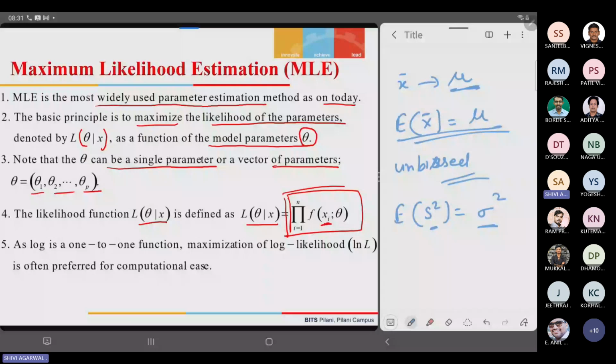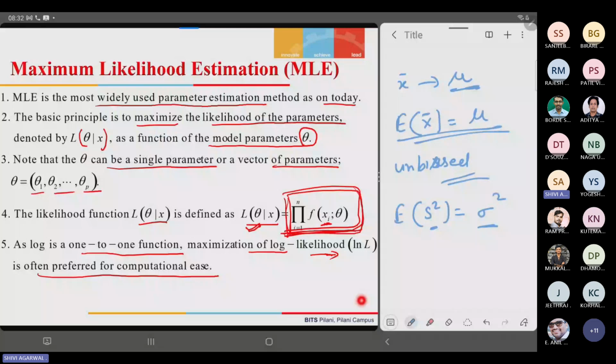Now we just maximize it. It becomes very difficult to maximize the product, so that's why we are taking the logarithm. And why are we taking the logarithm? Because it is a one-to-one function, and maximization of the log of the likelihood function is often preferred for computational ease. To make the computation easy, we use the logarithm of the likelihood function, and it will give the same point because it is a one-to-one mapping.